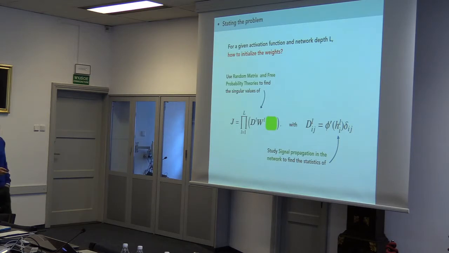And of course, we all know the strategy to tackle this question. You use free probability to ask what the singular values of J are, or the eigenvalues of J transpose times J. Okay? What you also need is the statistics of the pre-activations here. So you use another method to actually know the statistics of these objects.